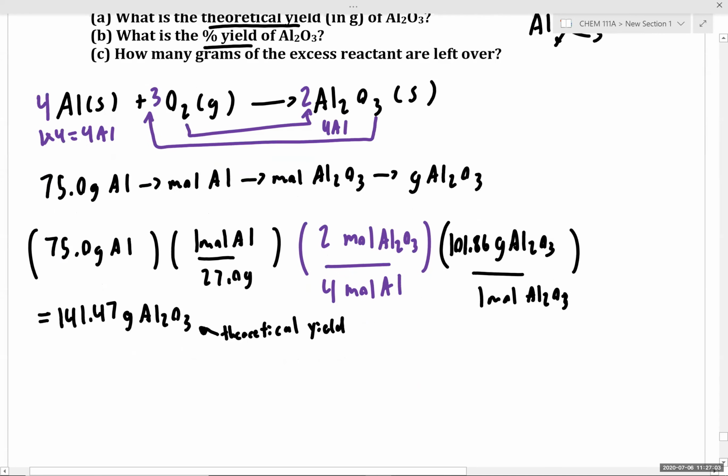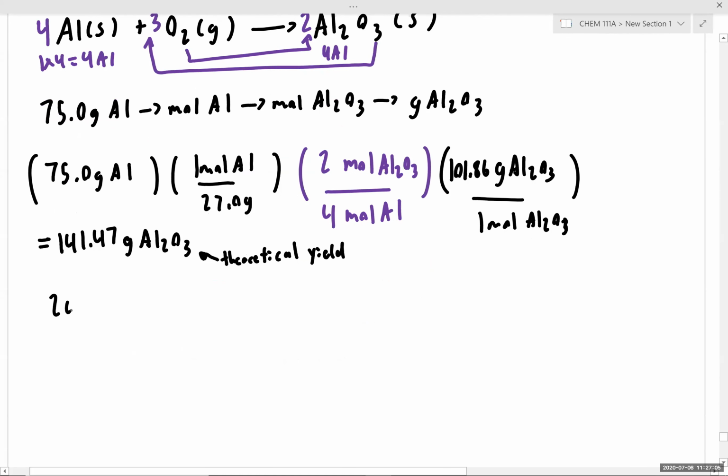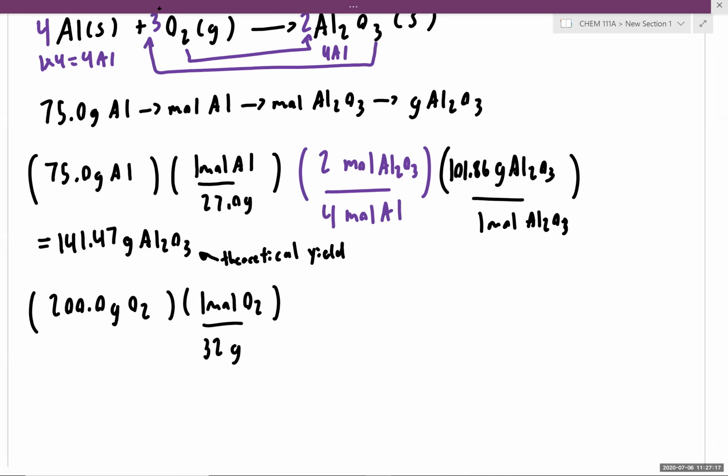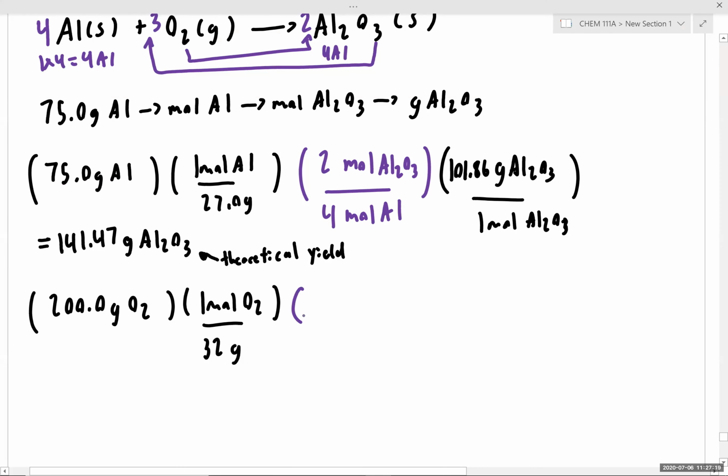So let's do the exact same calculation for our other reactant. So we have 200.0 grams of oxygen. We know that in 1 mole of oxygen, we have 32 grams. And now let's look at our mole to mole ratio.